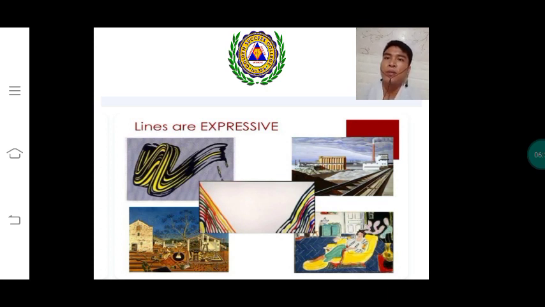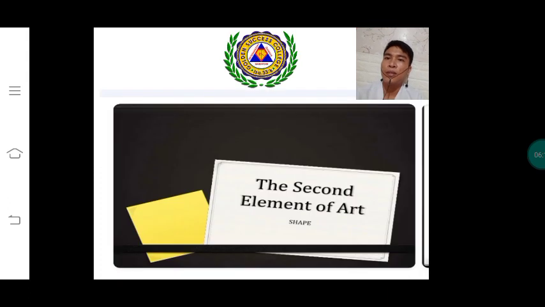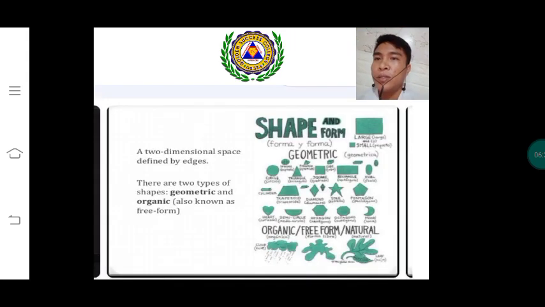So next, the second element of art is shape. Let's proceed to the second element of art, guys: shape. A shape is a two-dimensional space defined by an edge. There are two types of shape, geometric and organic, also known as free form.